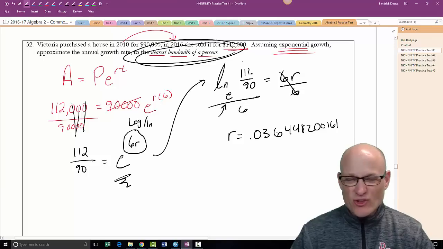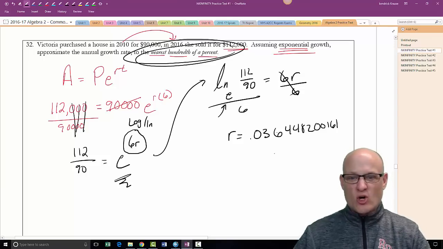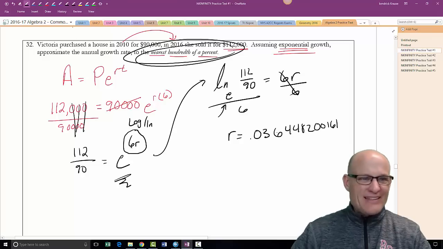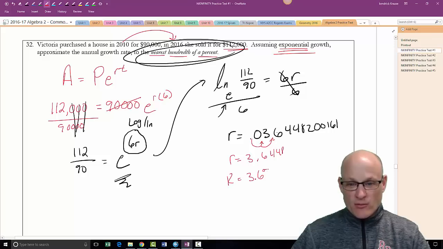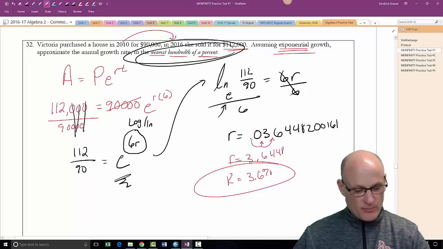Now, this is a 2-point question. You just go through all this amazing work, and you're going to go, oh, it's 0. What? Look, you got to move it. You got to multiply by 100 once, twice. So this R is really equal to 3.6448, or my rate is equal to 3.6%. And there's your answer, 3.